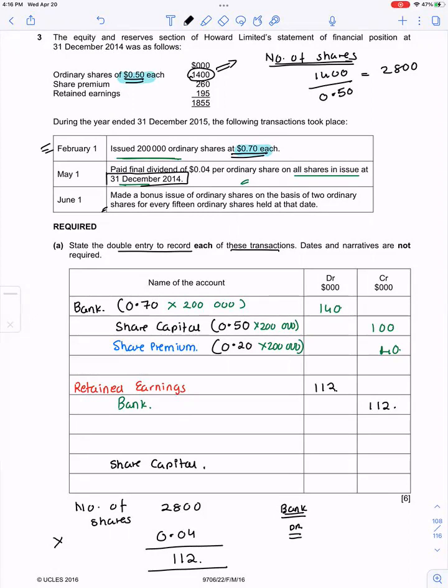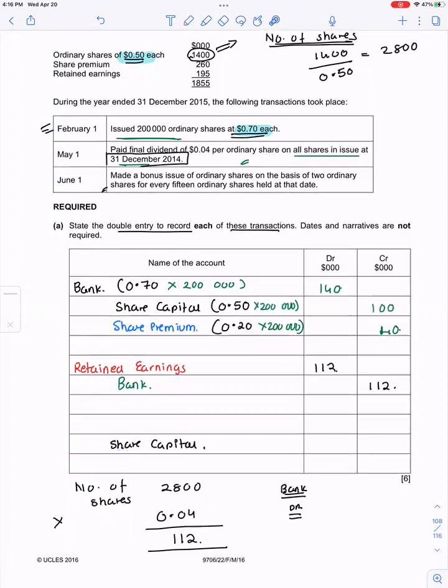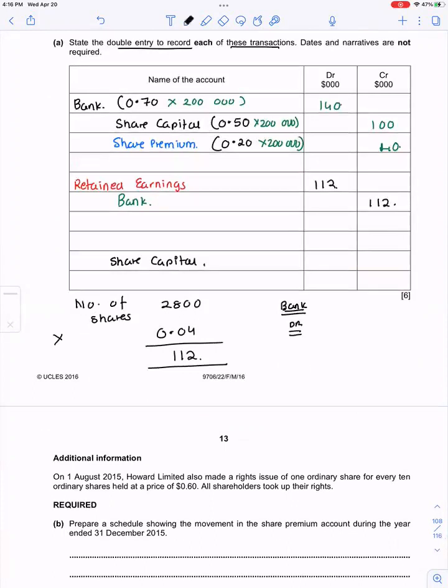Okay, bonus issue means what? That goes out from share premium, no? Yes. What is the meaning of bonus issue? Creating capital, giving shares free of cost to existing shareholders from reserves. What is the meaning of bonus issue, Zara?